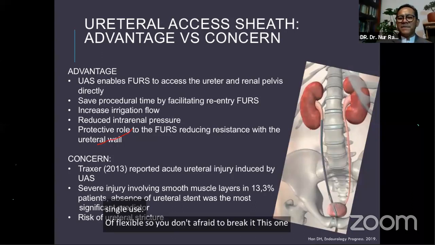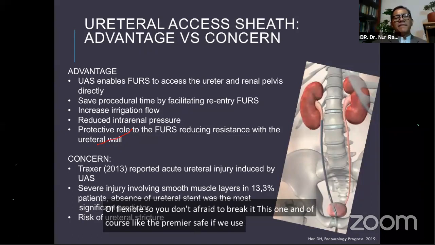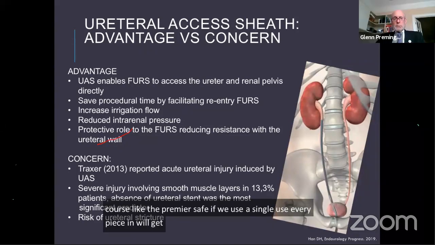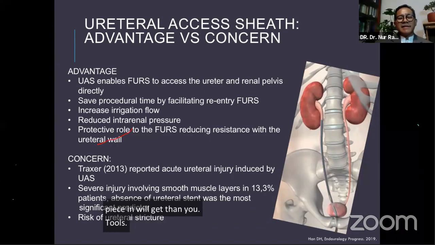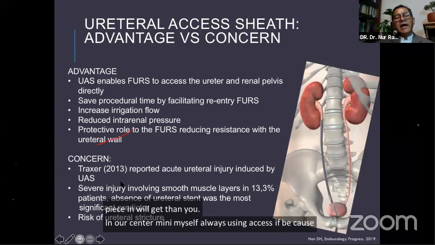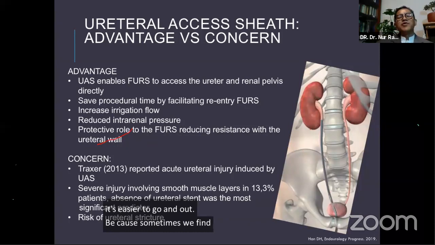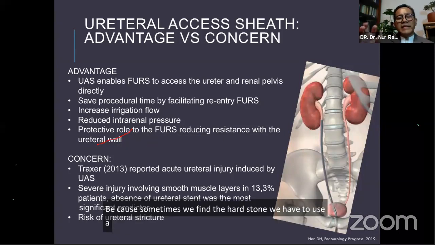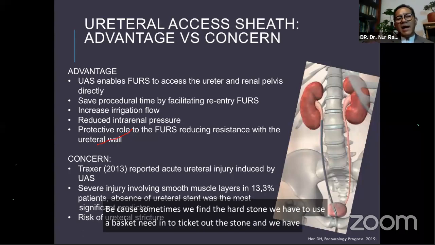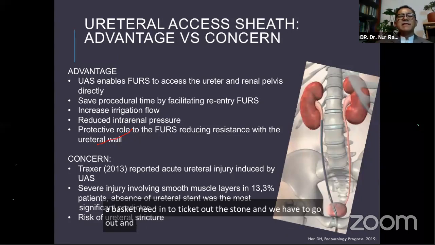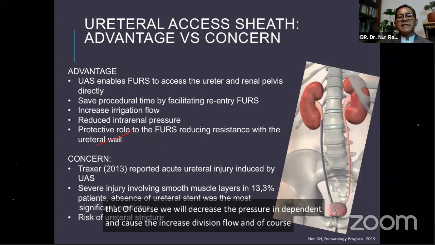And of course, like Prof. Preminger said, if we use a single-use scope, every patient will get a new tool. In our center, I myself always use an access sheath, because it is easier to go in and out, since sometimes we find a hard stone and have to use a nitinol basket to take it out, going out and in several times. With the access sheath it is better to do it like that. Of course, we decrease the pressure in the pelvis because of the increased irrigation flow, and make the pelvicalyceal system clearer.